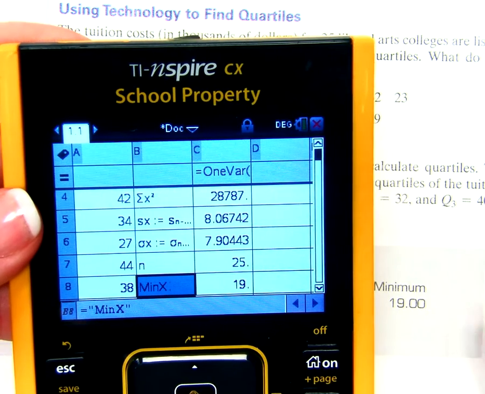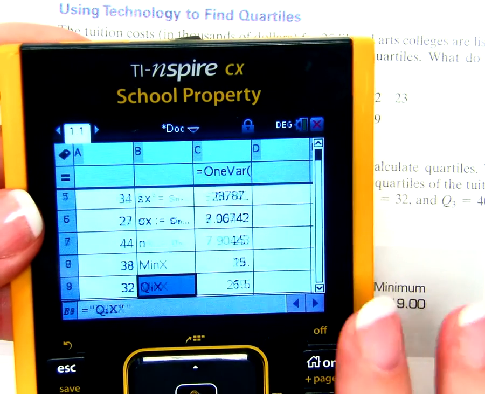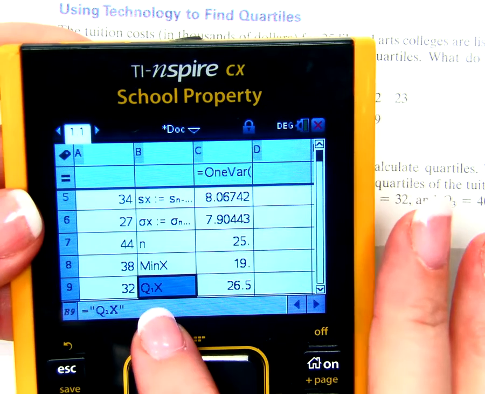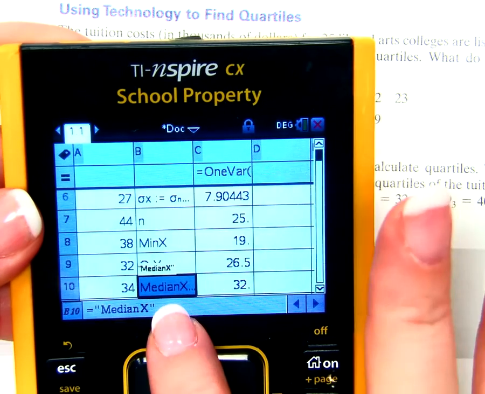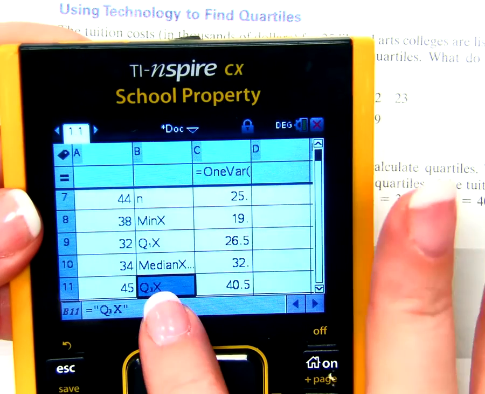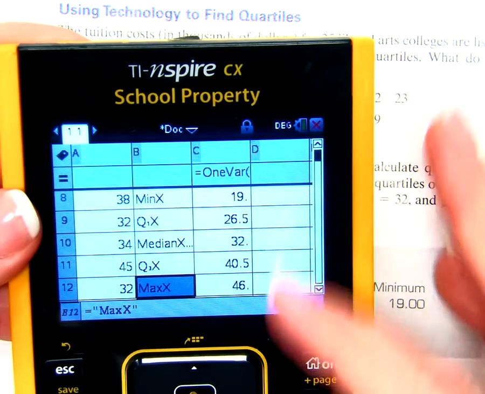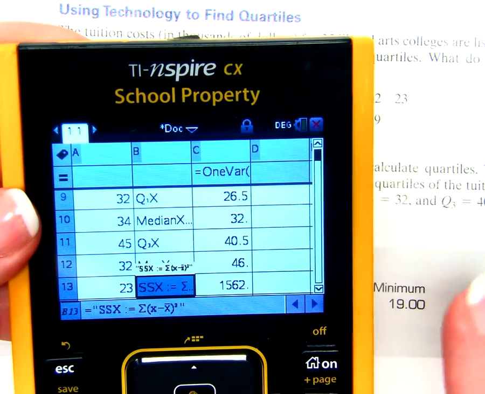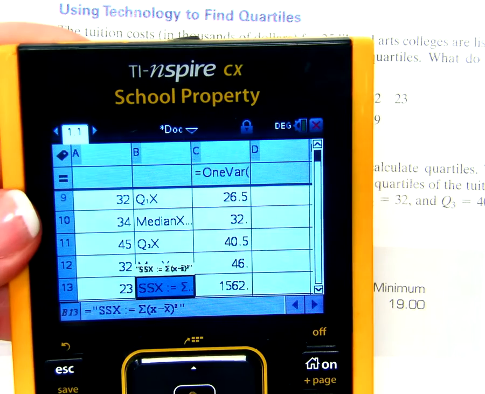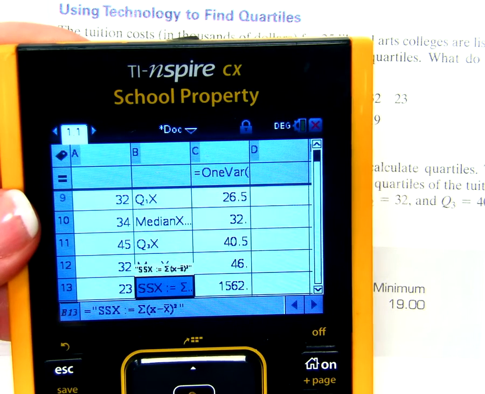That's the minimum value. It's the lowest value in my list. Oh look, quartile 1, median, quartile 3, maximum. Isn't that nice that it does it all for you? And then we have SS. Do you remember what that stands for? Sum of squares. Do you remember that?